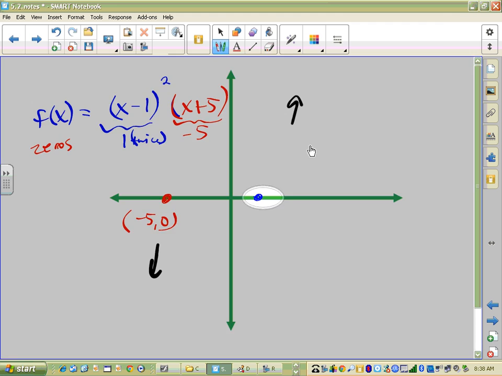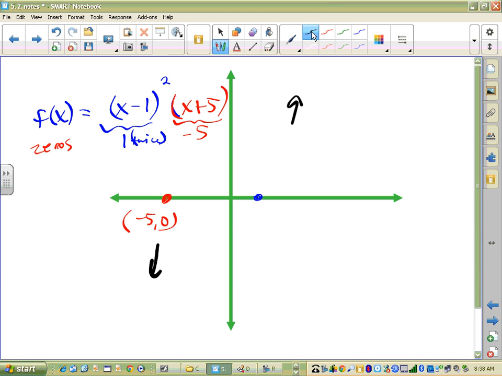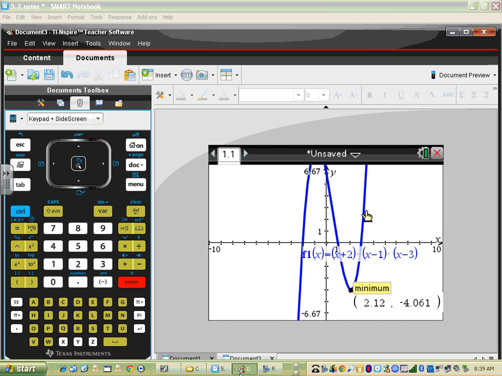Let me just say real quick that the graph here is going to look like a line. If we zoomed in, the graph here is going to look like a line. Everybody see what I'm talking about a little bit? What do you think the graph's going to look like at the other zero? Do you think it's going to look like a line? Let's see what it looks like.